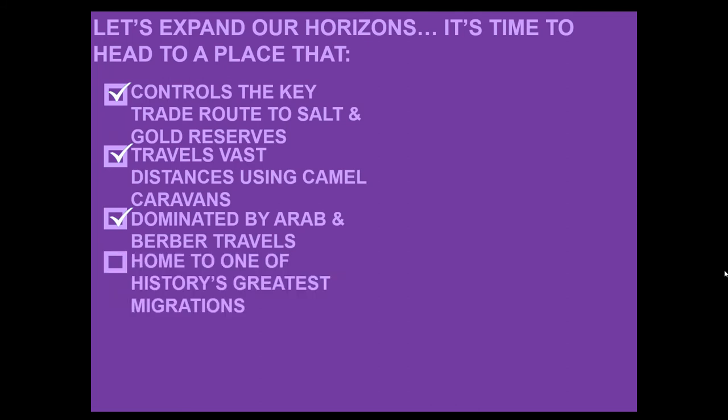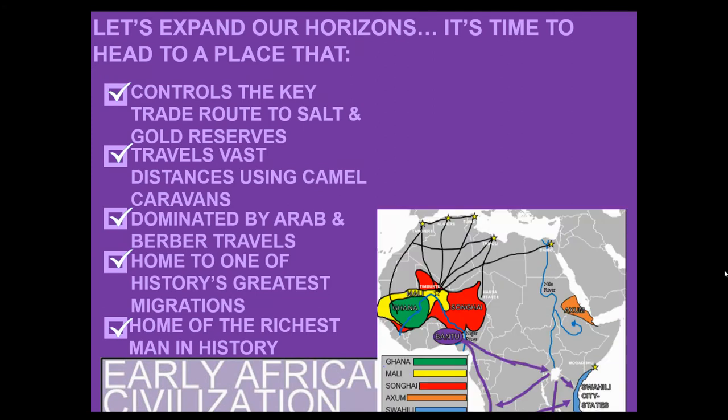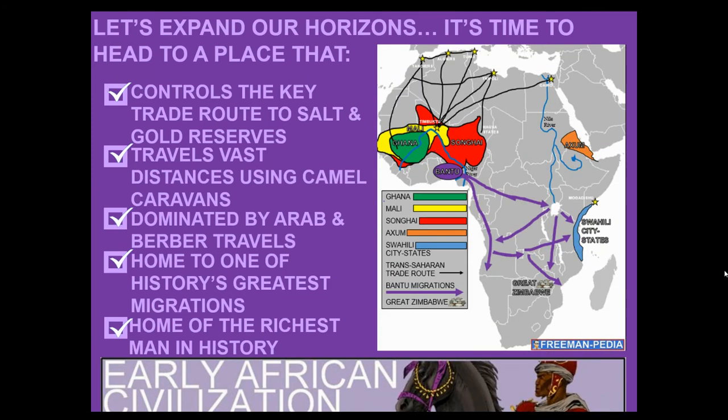It's home to one of the world's greatest migrations to ever take place. That is going to go from the southern part, the southeast part of Africa to the north. We're going to look at that one. And then it's also home to the richest man in history ever. And this is all talking about the African civilization as well as the origin story of some of your favorite movies. So these are some of the different city-states that we're going to look at.